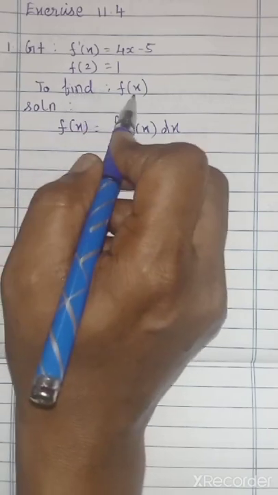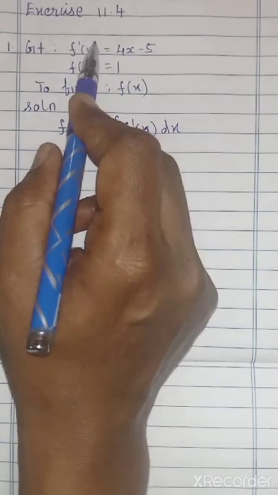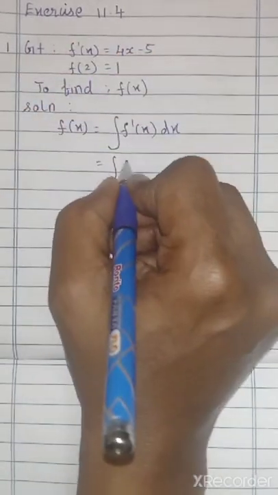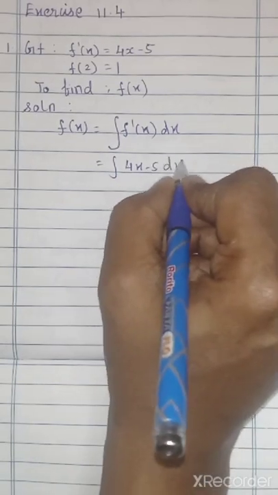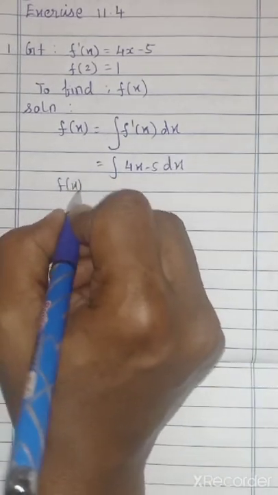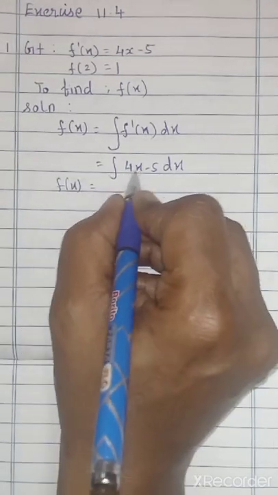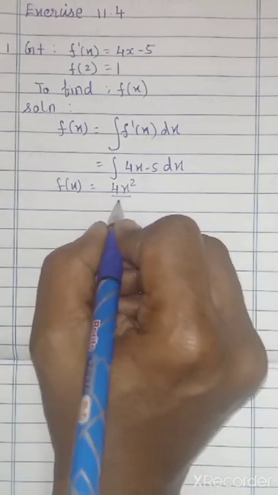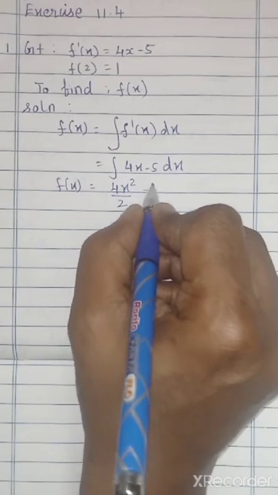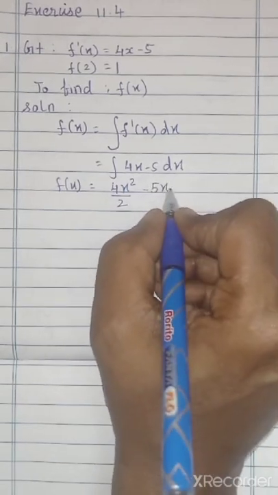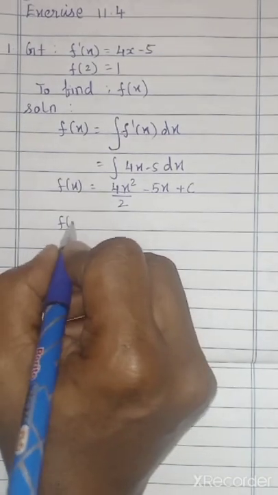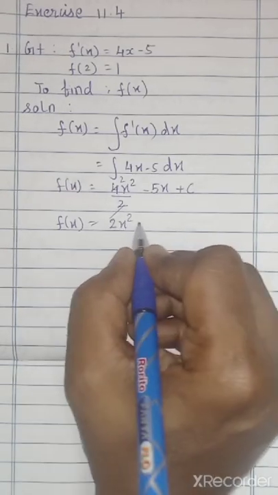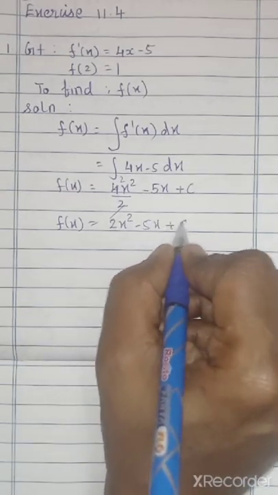Okay, so we want to find f of x only, no? So if you want to find f of x, we are going to integrate this function. That is, f dash of x is given, 4x minus 5 dx. So f of x equal to integration of 4x, which on integrating gives x power 1 plus 1 is 2, that is 4x square by 2. Constant integrated gives you x, minus 5x plus c. So f of x equal to, 2, 4 will get cancelled, so 2x square minus 5x plus c.